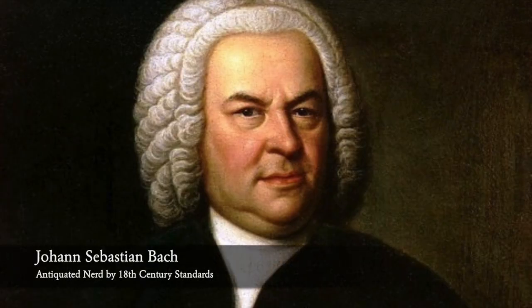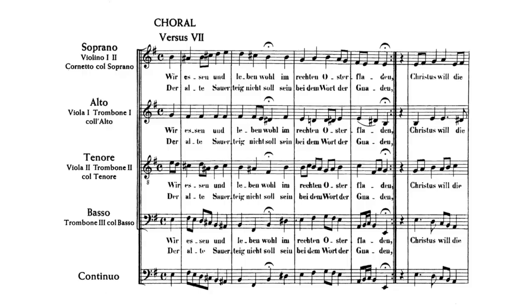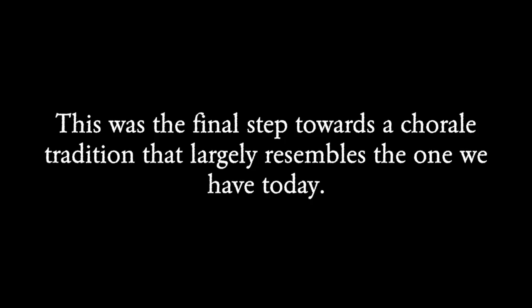It wasn't until the early 18th century, when Bach repopularized congregational singing in Leipzig, that these homophonic settings made a return. Bach, who was seen as outdated by contemporaries, was inspired by the music of the early 16th century, and his chorale arrangements were almost always homophonic with added embellishments not dissimilar from those of Praetorius. As a late Baroque-era composer, Bach's chorales were almost always metric and fit nicely in a 4/4 time signature, as was becoming more common at the time. This was the final step towards a chorale tradition that largely resembles the one we have today.